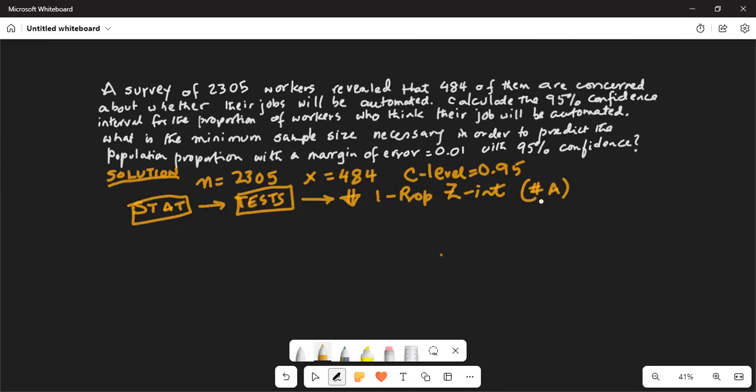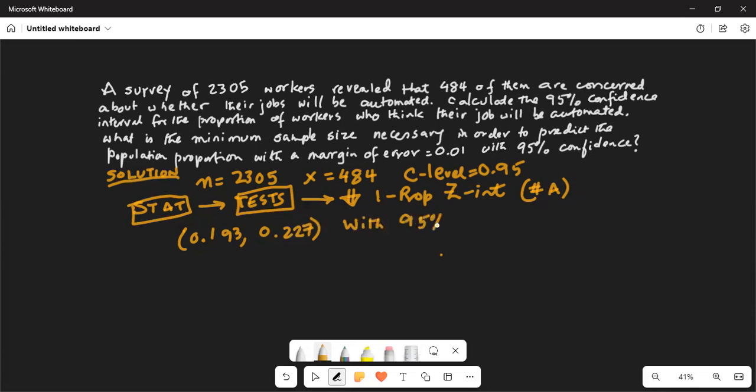My success, here success is the number of workers who think their job will be automated, which is 484. It's also the smaller of the two numbers between X and N. N is the larger number, which is the sample size, 2305. My C level is 0.95, and I calculate. So the answer is the lower boundary is 0.193 and the upper boundary is 0.227.